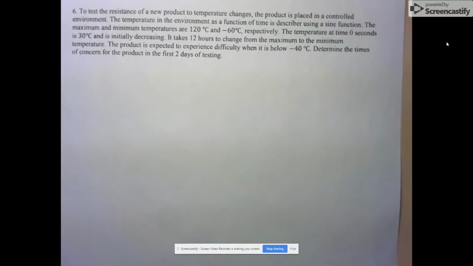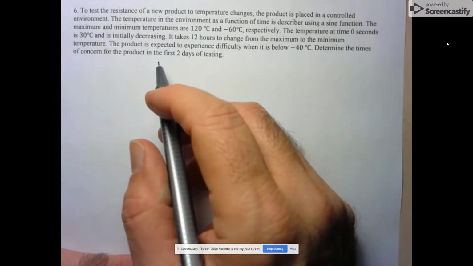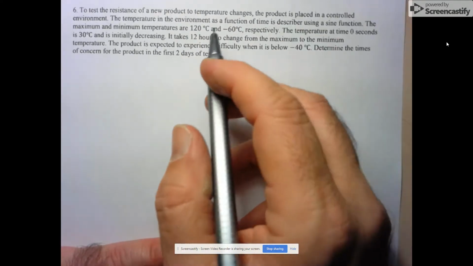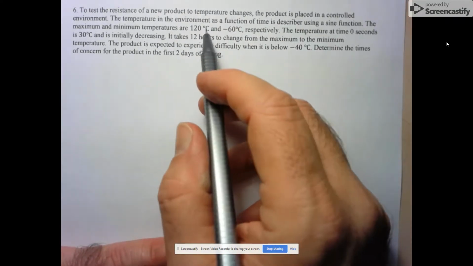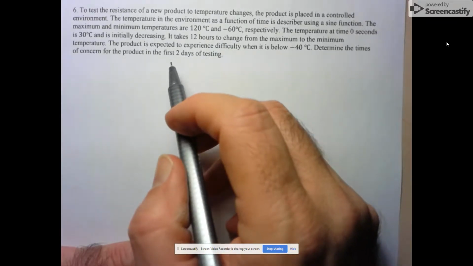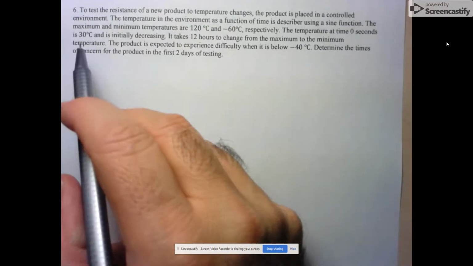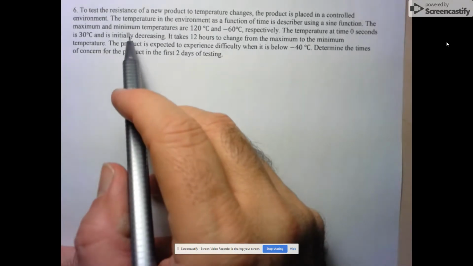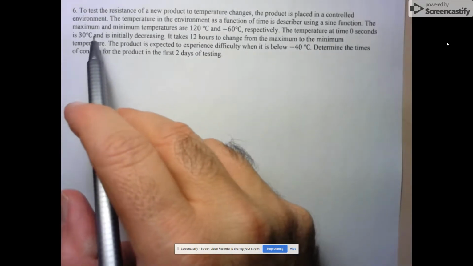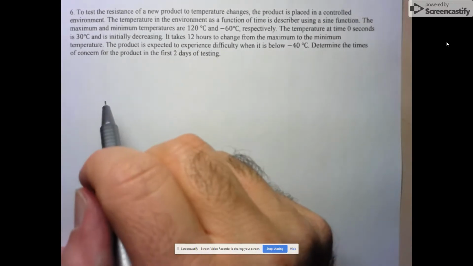So here they're essentially testing the resistance of a product with respect to the temperature, and they're putting it in some kind of environment that goes from 120 degrees Celsius to negative 60 degrees Celsius, so fairly extreme temperatures. And they tell us that they want us to start our model when it's at 30 degrees Celsius and initially decreasing. So I suspect that's going to help us determine the apparent function and phase shift if we need it, but we'll wait for that later on.